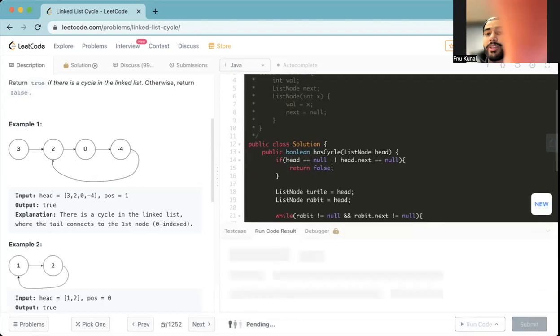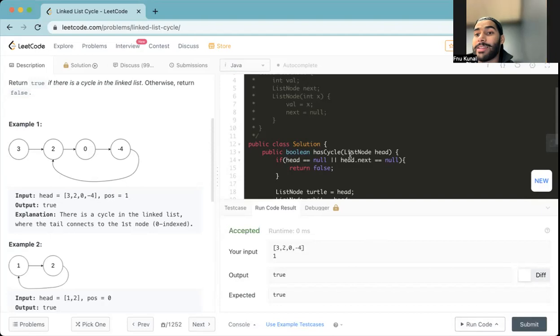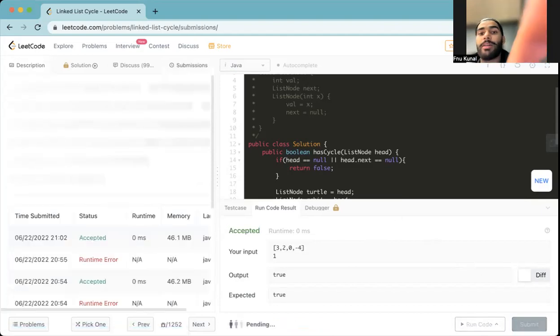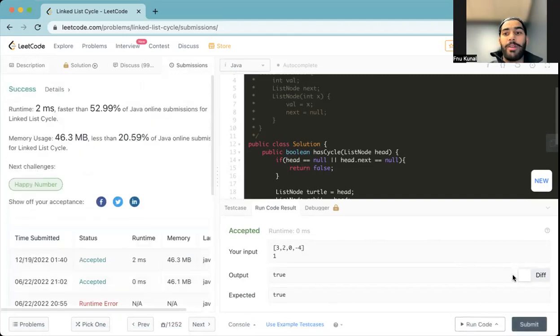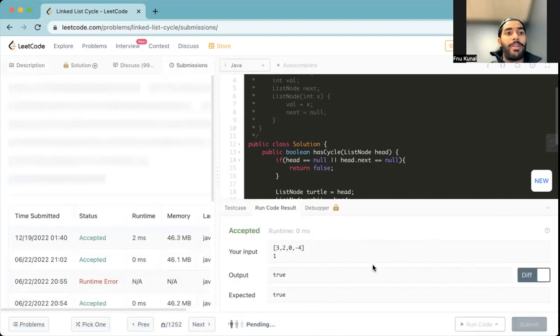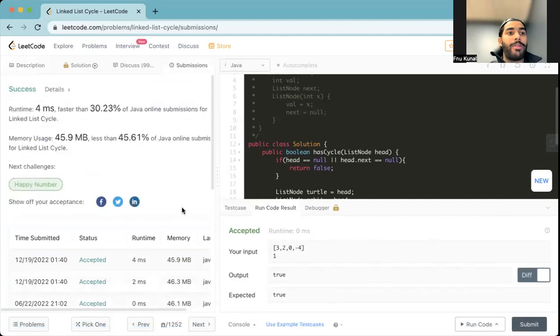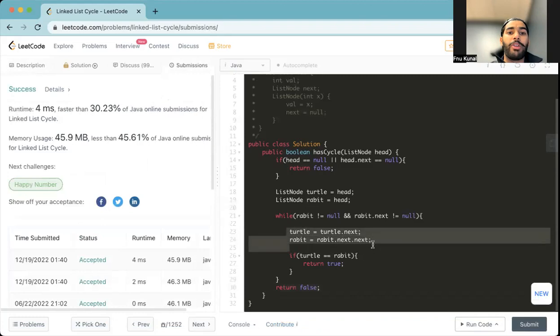So let's try to run this code. See, it got accepted, and let's submit it. Yeah, it got accepted. Don't worry about the runtime. I'm going to run it again, and it's still faster. So don't worry about the runtimes, but this is our approach. We have two pointers, one faster and one slower, and we are seeing if they meet. If the turtle is seeing the rabbit over and over, it means the rabbit is just circling around.